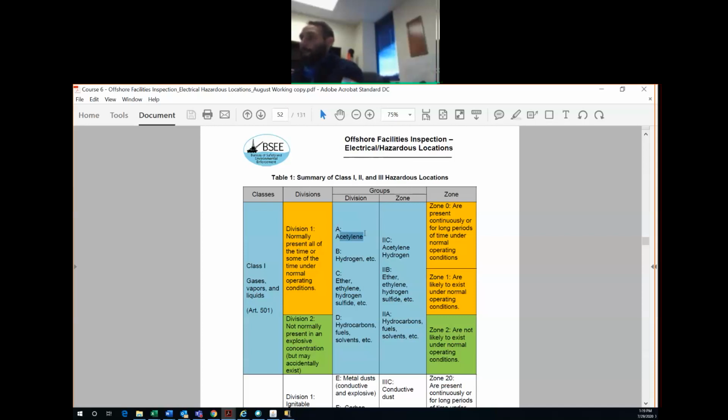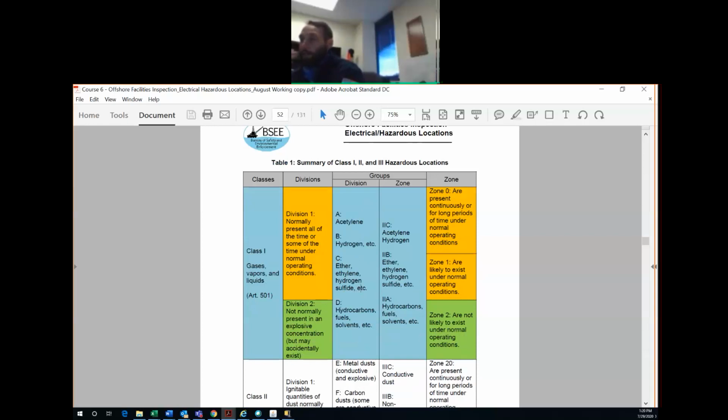A is for acetylene and other similar gases. B is for hydrogen, which is important, especially in battery storage. And C is for hydrogen sulfide, especially important in our mobile facilities, and also hydrocarbons. So hydrocarbons are group D, hydrogen sulfide C, hydrogen B, and acetylene A. It is pretty common for transmitters and other measurement devices, and pretty much all electrical devices offshore, to be rated for each group, A, B, C, and D. So it'll say like A through D.